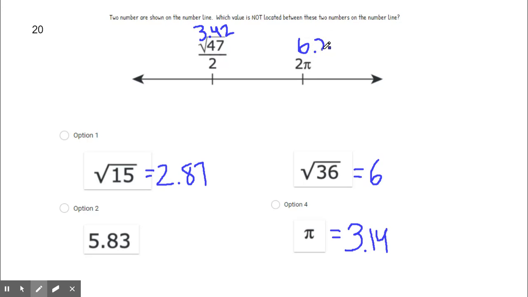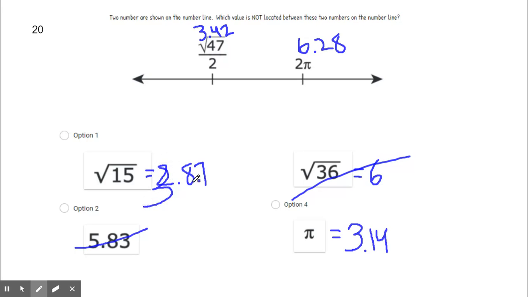We want to know which is not going to be between these two. So which one is not going to fit in between 3.42 and 6.28? Well, let's look. 5.83 is definitely going to fit in between here because 5 goes between 3 and 6. So that one will fit. I see one that's kind of tricky. 36, 6 is going to go in between here. Let me check my square root of 15 because something tells me that one's not. Let's see, 15. Oh, it's a 3.87.